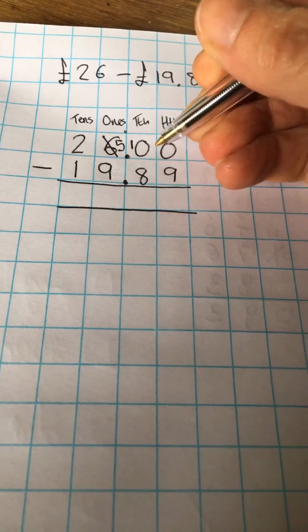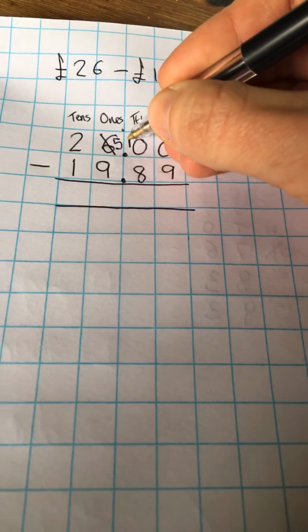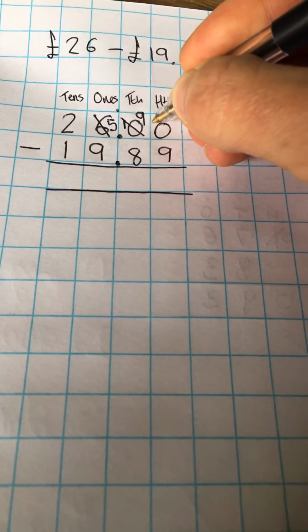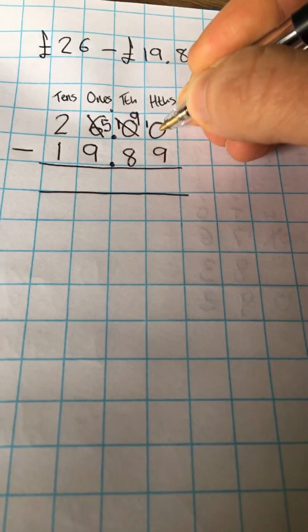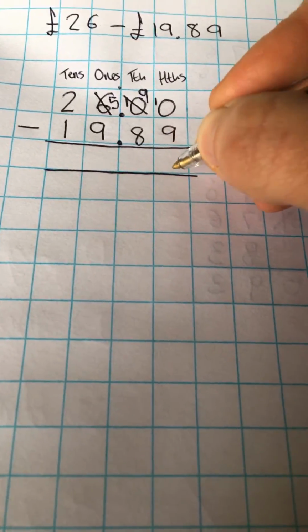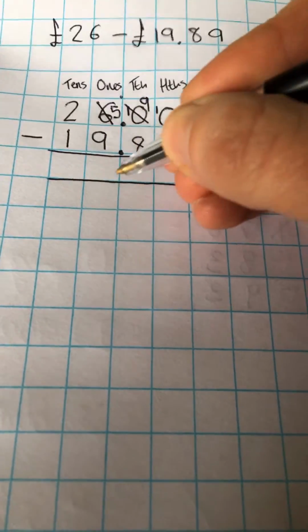I'm going to go here. More on the floor, go next door and steal some more. So now that's not a problem anymore. That's now a 9 in that column, and now I've got 10 hundredths in this column. So 10 take away 9, I can work that out nicely. 9 take away 8 for the tenths, I can work that out nicely.